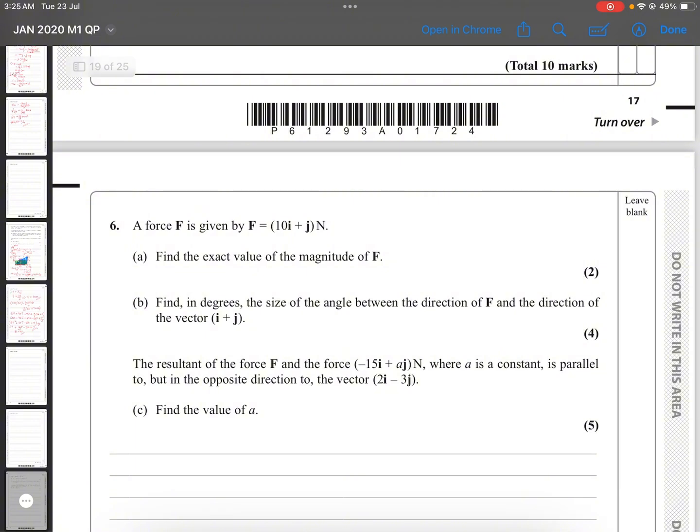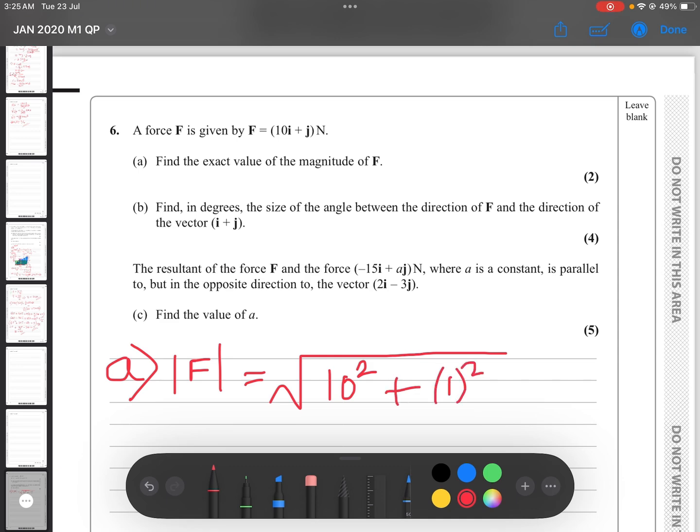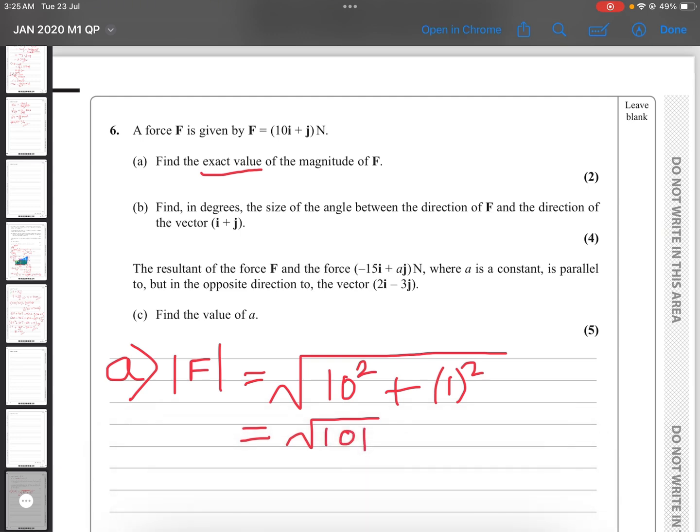Question 6 states that a force F is given by F equals to 10i plus j Newton. A part states find the exact value of the magnitude of F. So A part is pretty simple. Magnitude of F is symbolized like this. Finding magnitude is 10 squared plus 1 squared, which equals to, and they said exact value, so we will just write it in the form of surd, root 101. Part A is done.